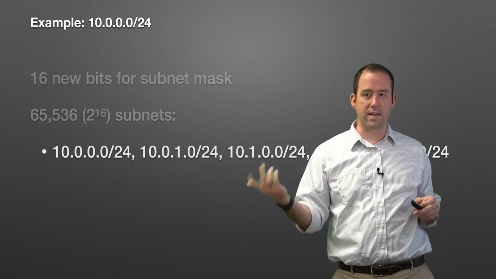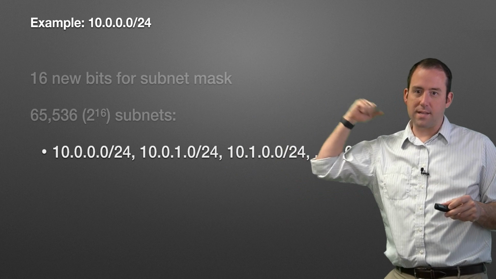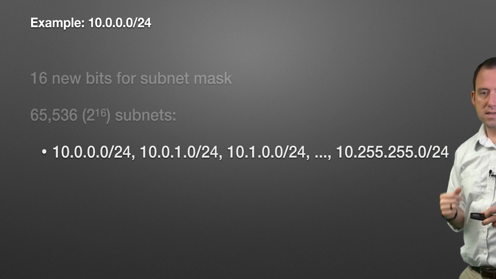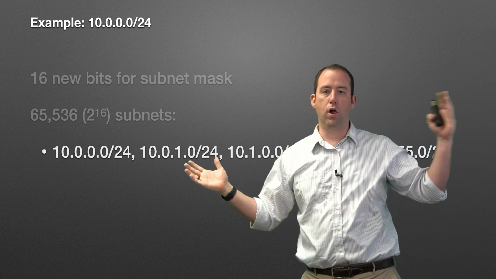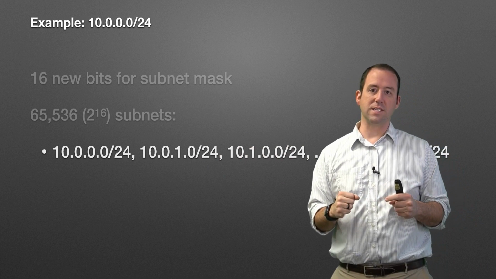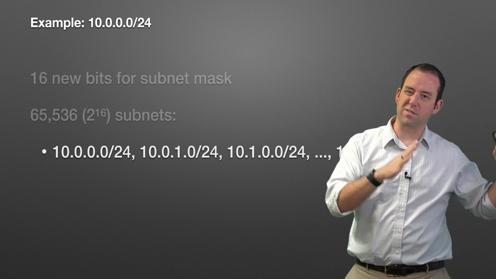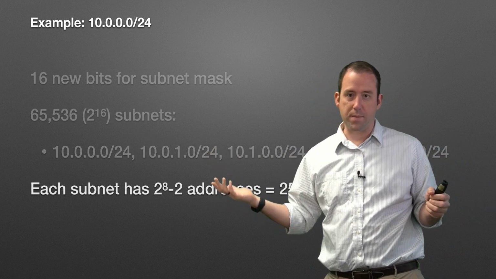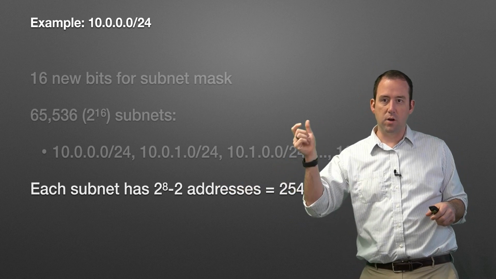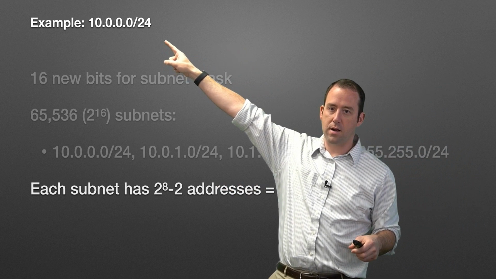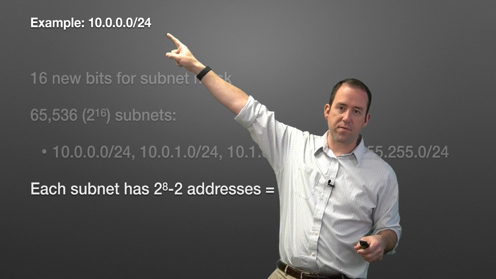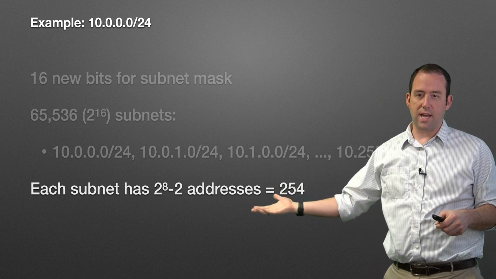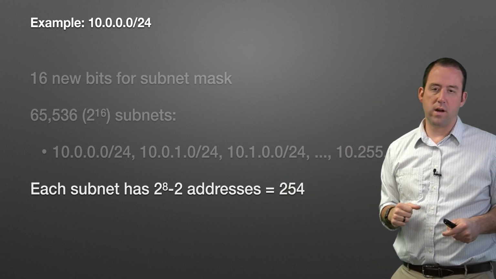And those subnets are 10.0.0.0, 10.0.1.0, 10.1.0.0, all the way up to 10.255.255.0/24. So we have a whole bunch, 65,536 to be precise, because we have 16 bits of subnets moved over. That's a lot. Each of those is quite a bit smaller than the last one because there are only 8 host bits left. Remember, we can look up here at our subnet mask /24. 32 minus 24 is 8. That leaves us 8 bits for hosts. 2 to the 8th minus 2 is 254 hosts per network.